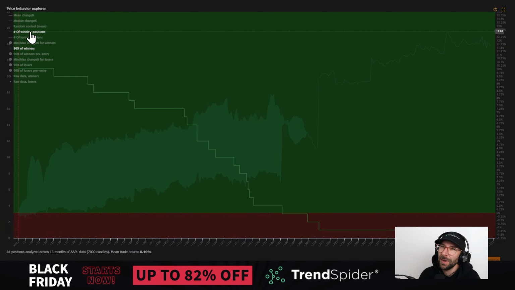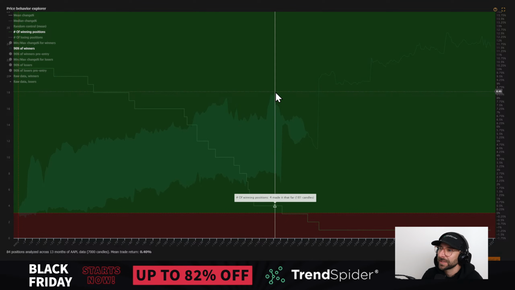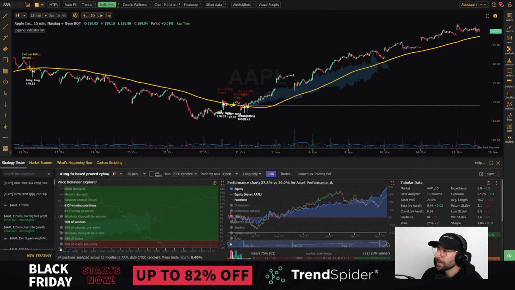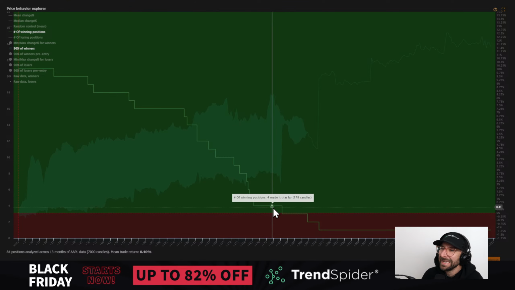But if I turn on a number of winning positions here, this graph tells me how many of my positions actually make it to that 8.5% point. So let's look back and see how many positions I took. 84 positions historically. But of those 84 positions, only 4 actually make it to that 8%. So though that 8% is a juicy target, only 4 out of my 80 actually get there.